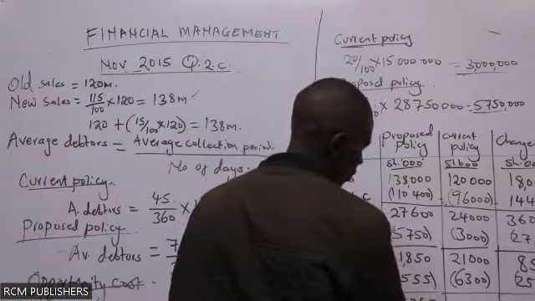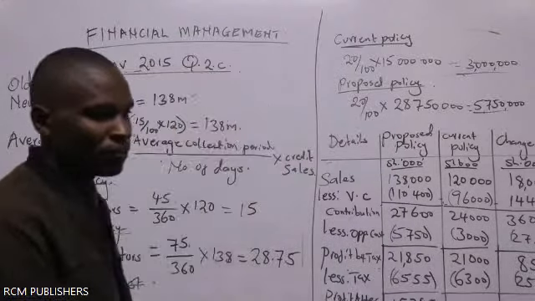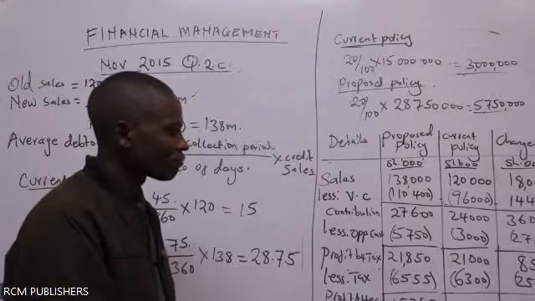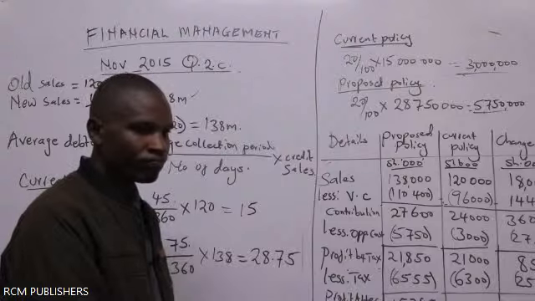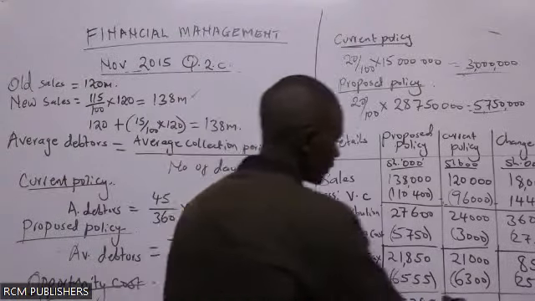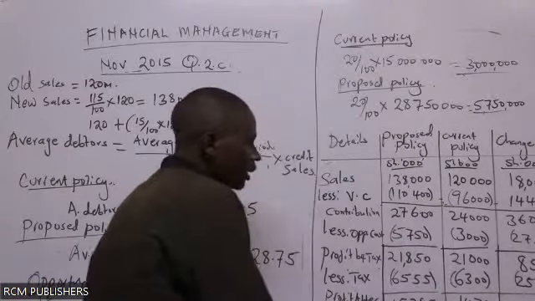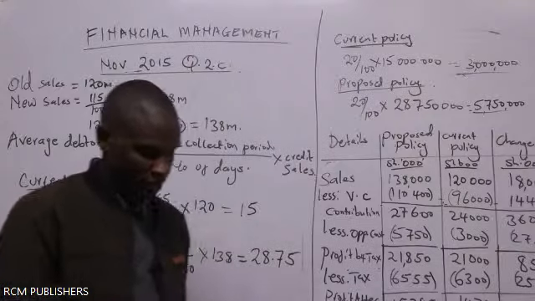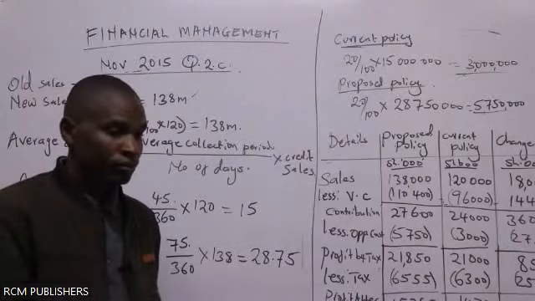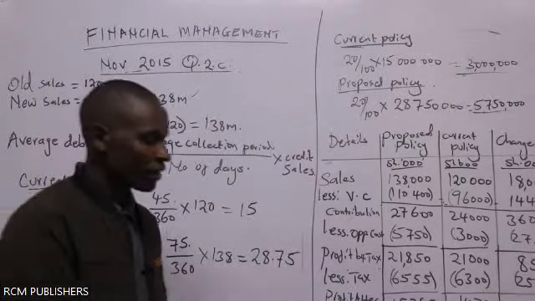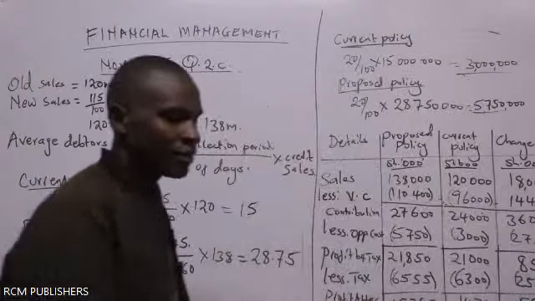15,295. What about the current policy? Current policy: 14,700. Then what is the difference? The difference is 595.